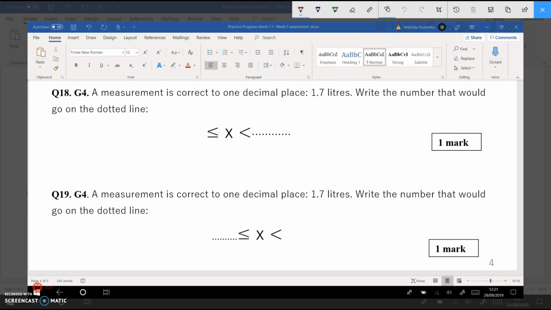Question number 18. A measurement is correct to one decimal place, 1.7 litres. Write the number that would go on the dotted line. So we're looking for the number that would go here. Now, which numbers would be rounded to 1.7 litres if rounded to one decimal place? 1.7 itself would be rounded to 1.7.